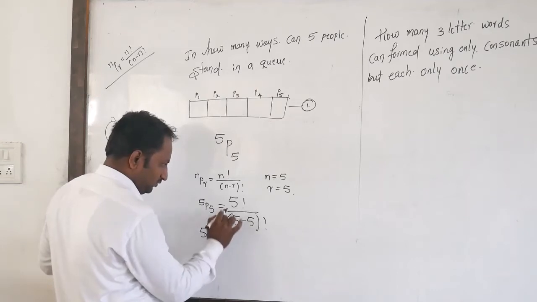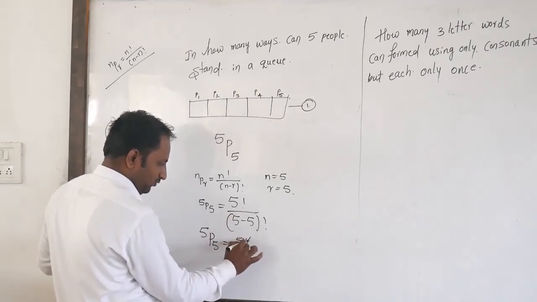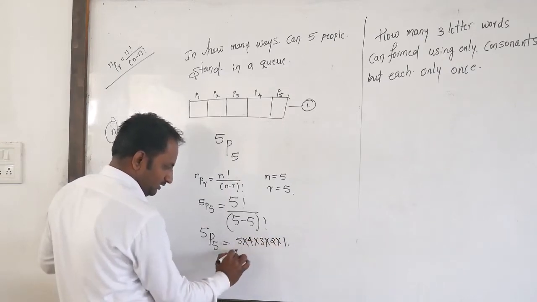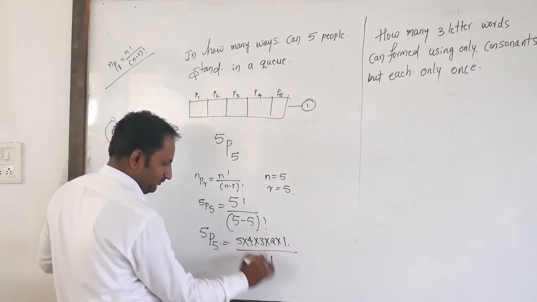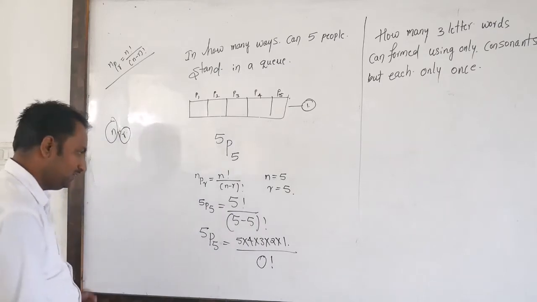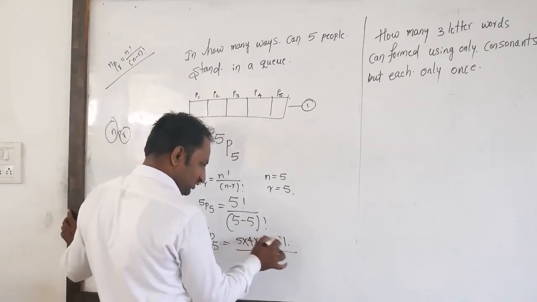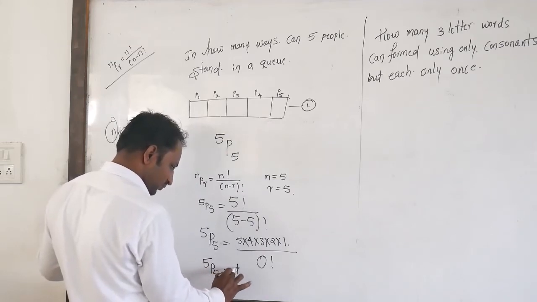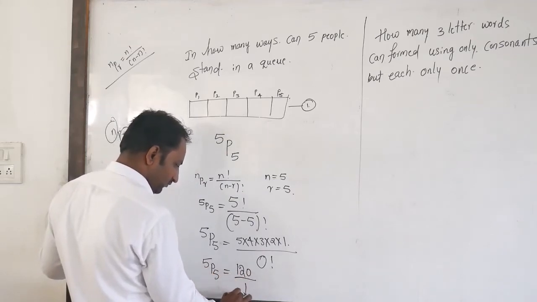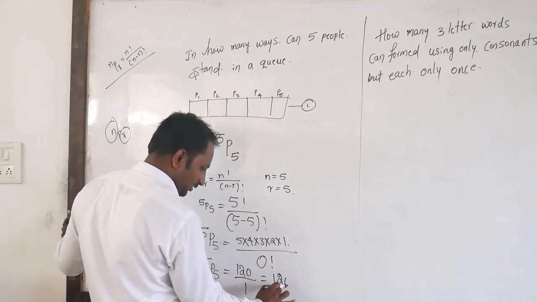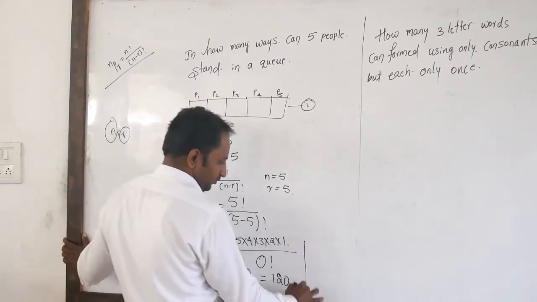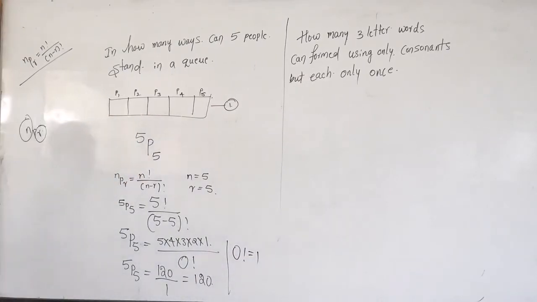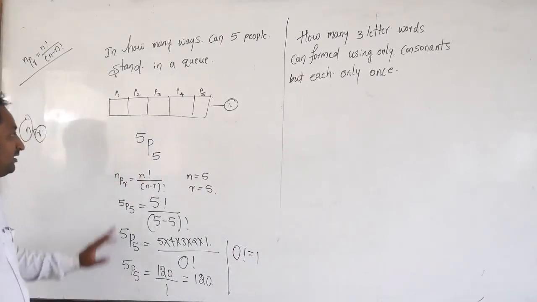5P5 is equal to 5 into 4 into 3 into 2 into 1 divided by 0 factorial. 20, 60, 120. 5P5 is equal to 120 divided by 1, which is equal to 120, because 0 factorial is equal to 1.